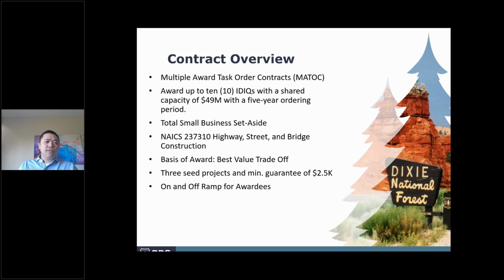Okay, so the overview is we have a lot of work planned for roads and maintenance. So we're looking at a tool that will help us meet these requirements quickly. We're looking at a multiple award task order contract, which is abbreviated as MATOC. It's basically a group, and in this case we're looking at up to 10 IDIQs, indefinite delivery, indefinite quantities contracts, with a shared capacity of 49 million and a 5-year ordering period.